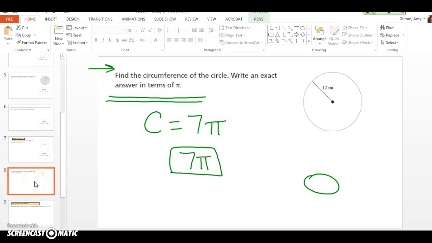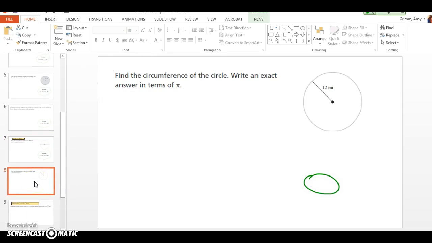All right, so let's look at this one. Find the circumference of a circle. Write an exact answer in terms of pi. Which formula do I need to use then? The formula that has what in it? C equals what? But do I know diameter here, technically? C. Yeah.